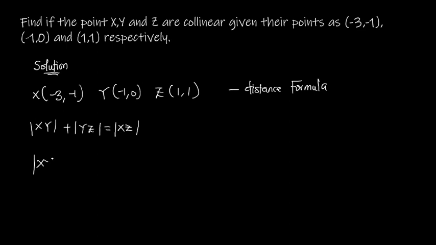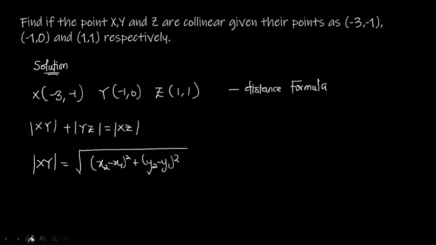So let's calculate the distance xy. The distance xy is equal to the square root of (x2 minus x1) squared plus (y2 minus y1) squared. Now let me label my coordinates. This is my x1, y1 in this case, and this is my x2, y2. So I have my x2 is -1 minus my x1, which is -3, squared, plus my y2, which is 0, minus my y1, which is -1, squared.